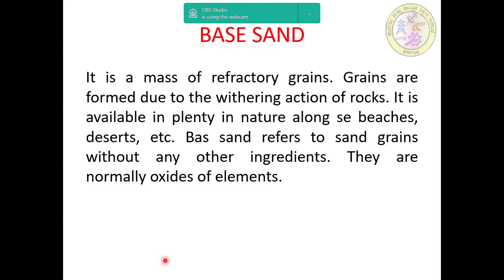Next we will go for base sand. Here it is the mass of refractory grains. Grains are formed due to weathering action of rocks. It is available in plenty in nature along sea beaches, deserts, etc. And then base sand refers to sand grains without any other ingredients. They are normally oxides of elements.